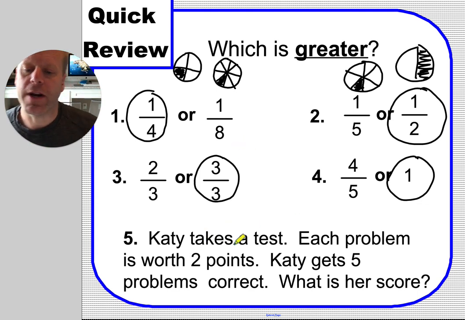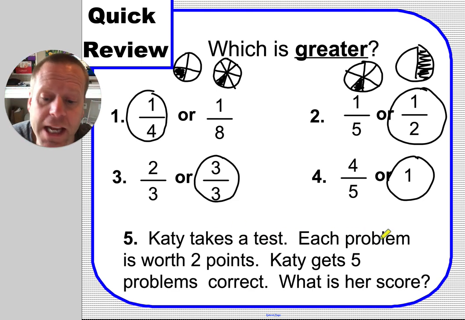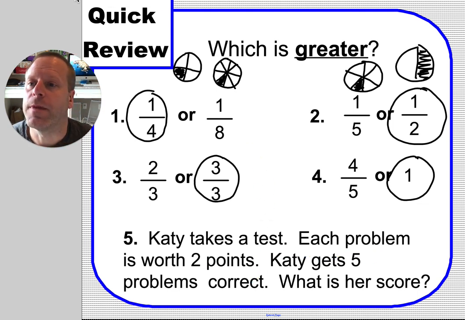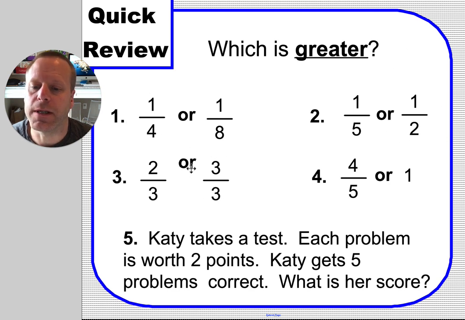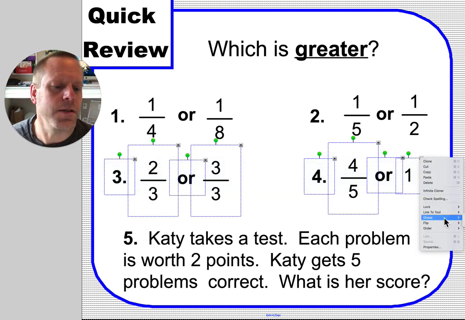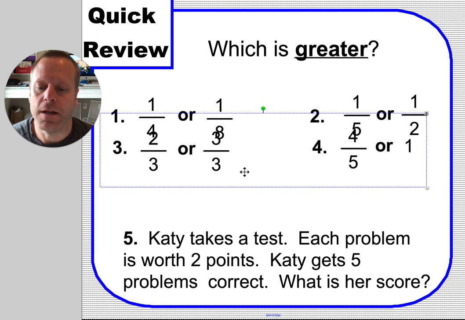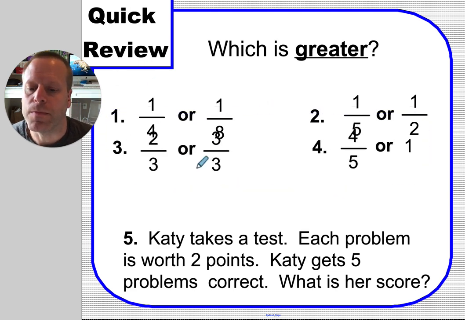All right, so this friend of ours, Katie, she's taking a test, and each problem on the test is worth 2 points. Katie gets 5 problems correct. What's her score? So I'm going to give myself a little bit more room to do this. So let me just kind of group these and scoot them out of the way. Forgive me here. Okay. So she gets 5 problems correct.